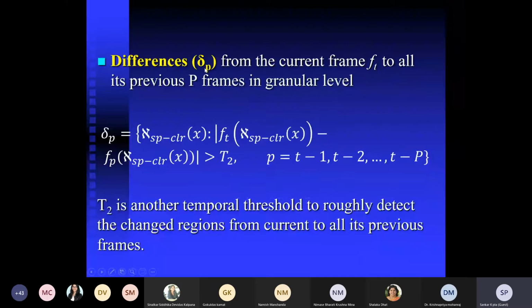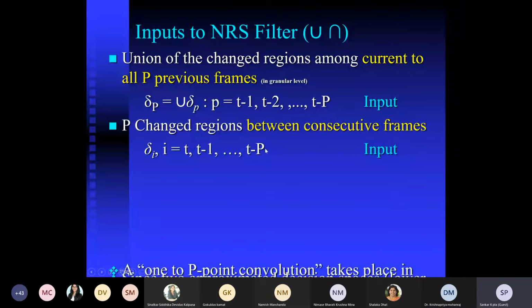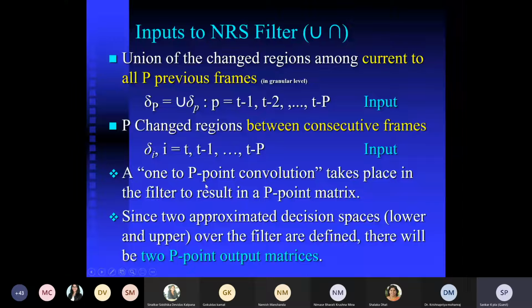So the input to the neighborhood filter will be the union of the change regions from current to previous. I take the union over the current frame and all previous frames. This is one input. And the P change regions between consecutive frames are another input. So here it is one frame, because I take the union over all P frames, and here it is P frames. Then I take a 1 to P point convolution in the filter to result in a P point matrix.